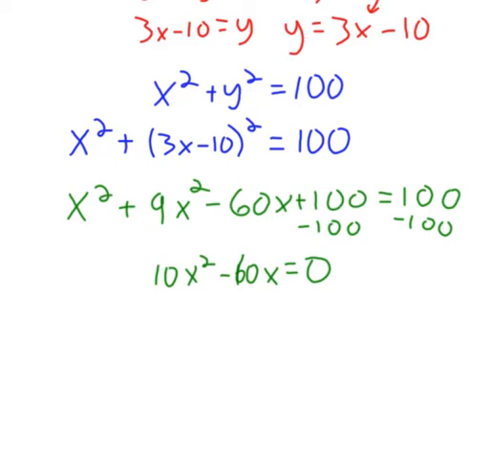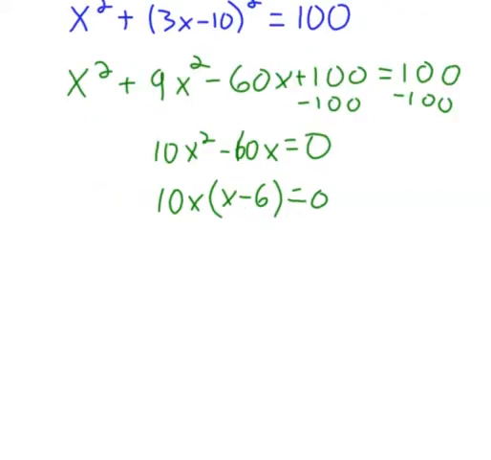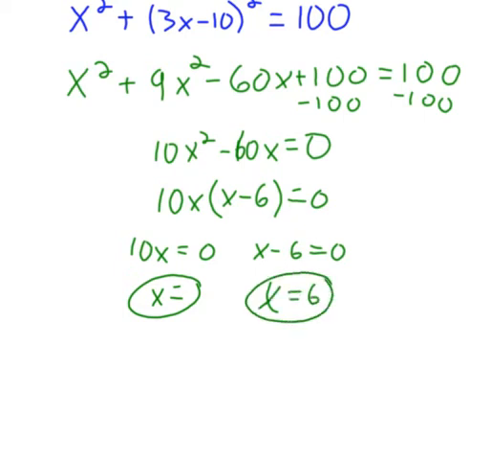From here we can pull out a greatest common factor of 10x. We have 10x times (x minus 6) equals 0. And from here we use our zero product property: 10x equals 0, x minus 6 equals 0, and you can see that we would have x equals 0 or x equals 6. So in this case, we have two separate values for x, which means we should be getting two different values for y.